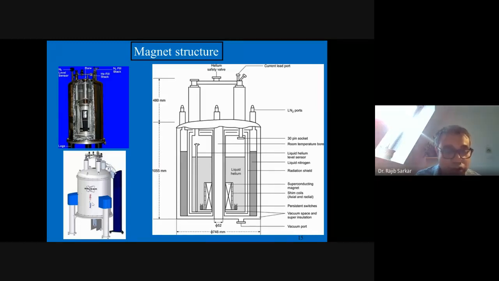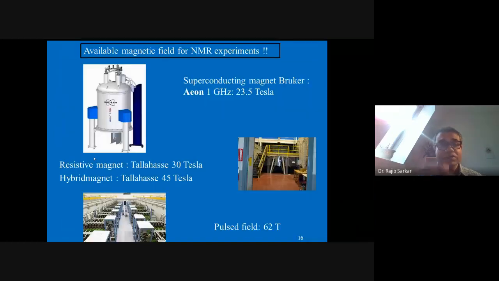In the bottom left corner, this is the 1 gigahertz Ascend, the highest static magnetic field available now in a Bruker magnet. This is really a great achievement from Bruker. So let's talk about the magnetic fields generally available around the world now. What is possible to get? As I told you, on the left side is the superconducting Bruker magnet, 1 gigahertz, which means you can get a field of 23.5 Tesla. So 1 gigahertz NMR is possible, and this is really high resolution NMR.